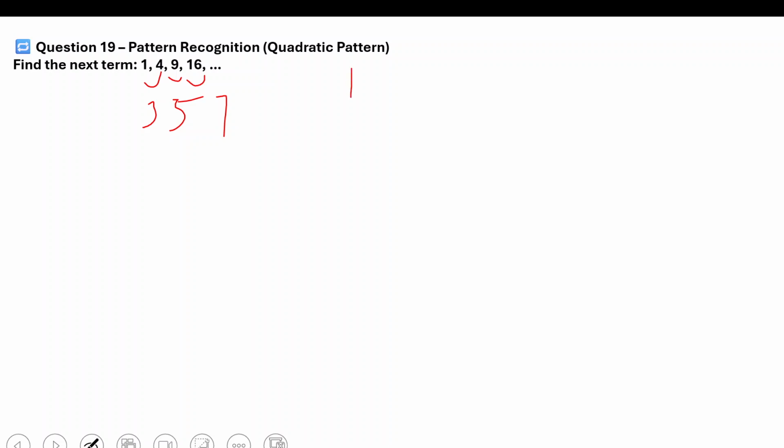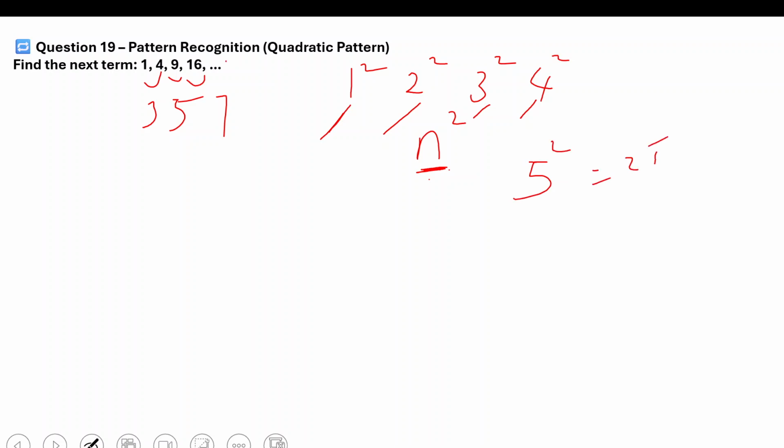1 is 1 square, and 4 is 2 square, and 9 is 3 square, 16 is 4 square. So you see that it is going by natural numbers, right? So I can put the formula here as n square, where n is a natural number. So this is the first, second, third, fourth term. So the fifth term, the next term, is 5 raised to the power 2, which is 25. That means the next thing I'm going to see here is 25.